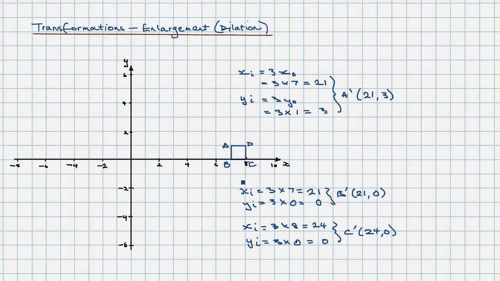Let's go ahead and plot them then. So A prime is at 21, 3, so we've got 10 on our scale here, so 12, 14, 16, 18, 20, so 21 must be here, and 1, 2, 3, up.